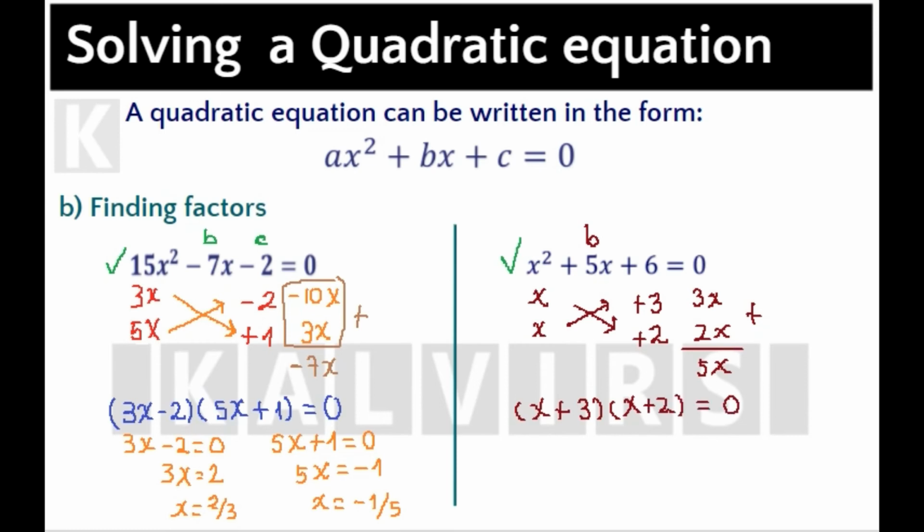This product is the same as this equation. So we need to set each factor to 0 in order to find the values of x. X plus 3 equals 0 and x plus 2 equals 0. Finally, x is minus 3 or x is minus 2.